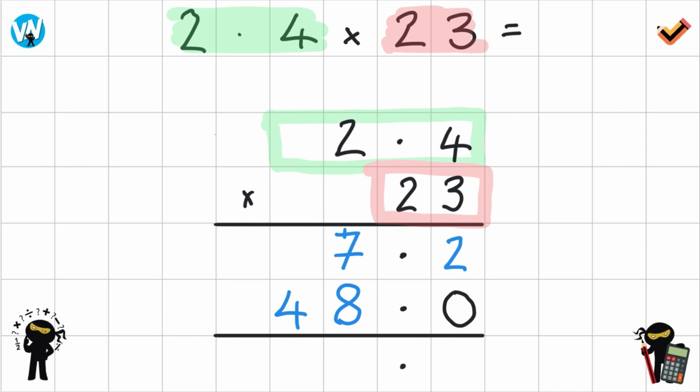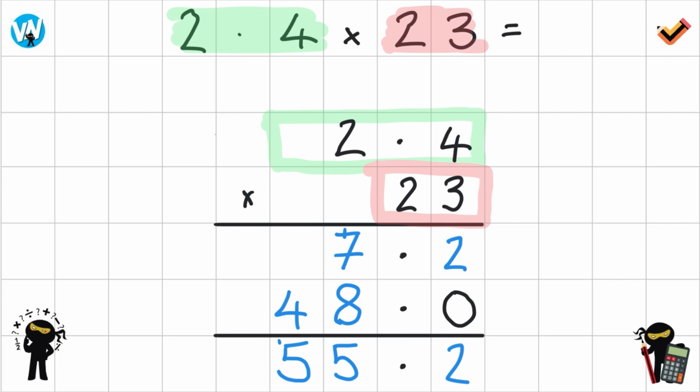And at that point, we're going to do an addition. So we're going to do 2 add 0, 7 add 8, and then 4 is on its own unless we need to carry. So 2 add 0 is 2, 7 add 8 is 15, carry the 1, and then 4 add 1 is 5. Okay, so we end up with 55.2.